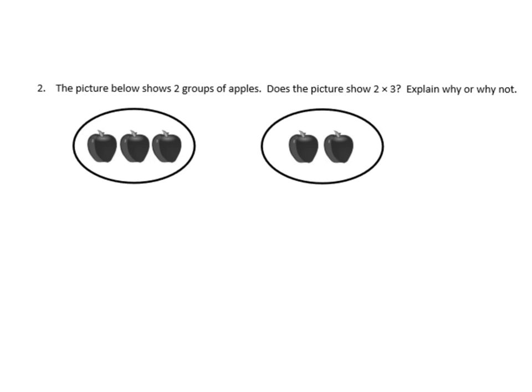Now we need to see if there are 3 apples in each group. The first group has 3 apples, so again, that's good. The second group only shows 2 apples, not 3, so that is not good. For our explanation, let's first answer the question and then explain.